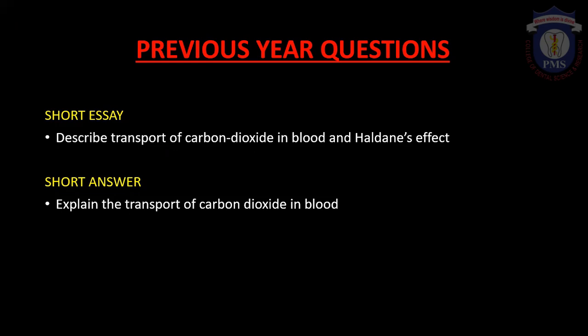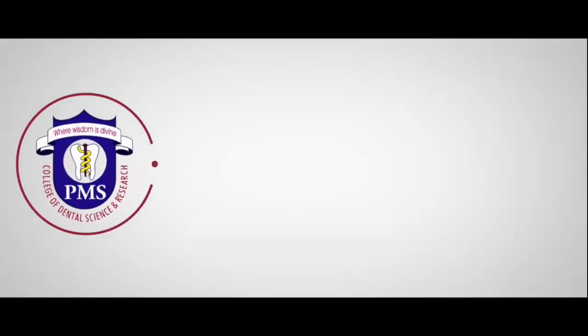Whenever this question is asked, first you have to mention the stages through which carbon dioxide is transported. Second, you have to mention the forms in which carbon dioxide is transported through the blood. And at last, you have to mention what is carbon dioxide dissociation curve and what are the factors affecting it, which in turn lead to the right and left shift of the curve. I hope the concept is clear. Thank you.